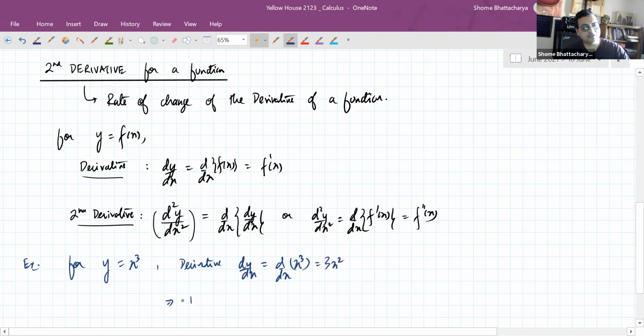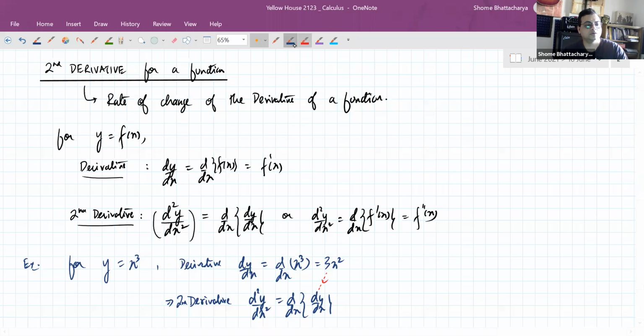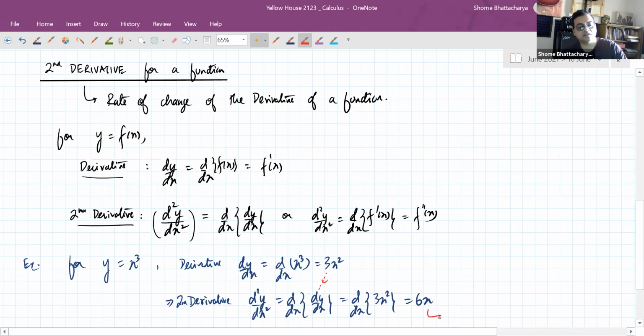So therefore now the second derivative, okay, which we'll write with the symbol d square y by dx square, but that is basically nothing but the derivative of dy by dx. So we need to now substitute this derivative over here. So it becomes derivative of 3x square, which will become 6x. So now this 6x term, this is the second derivative of the function y is equal to x cube.